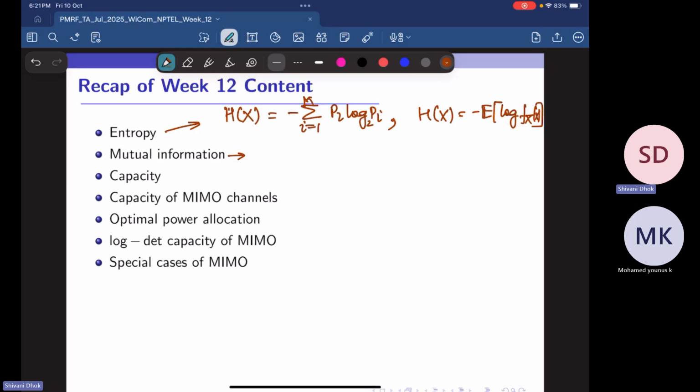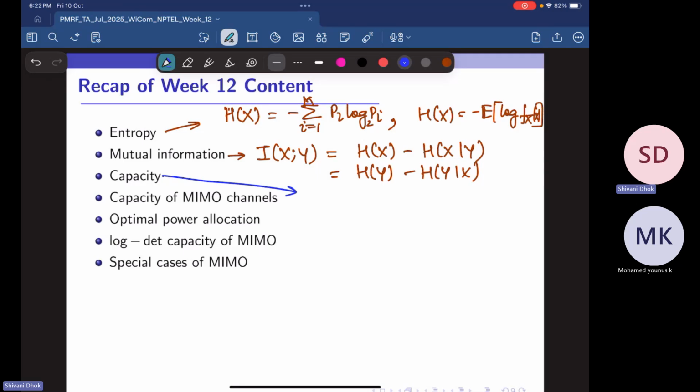So this we had seen. Then mutual information, that is I(X;Y). That is how much information do we get when we are observing Y about X or X about Y. So this is equal to H(X) minus what is the uncertainty in X given we have observed Y. This is also equal to, it is a symmetric thing, so H(Y) minus H(Y given X). And capacity is based on this mutual information. So this capacity is basically maximization of your mutual information with respect to the distribution of either X or Y based on what definition you're taking.